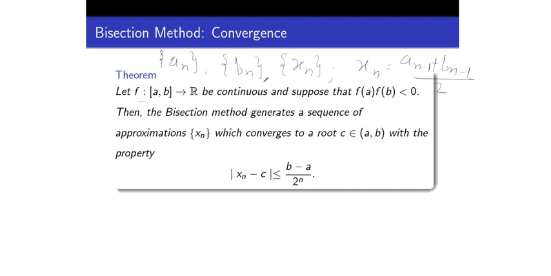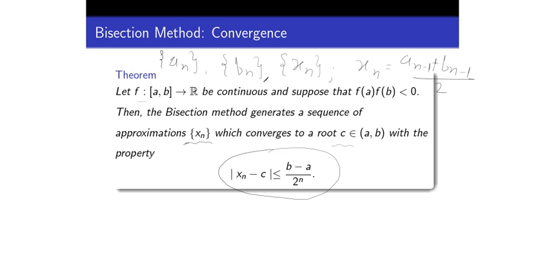So this is how they are related, and we have seen that the limit of a_n and the limit of b_n are equal, and the limit of x_n is also equal to the limit of a_n and b_n. The limit is nothing but the exact root of the equation f(x) = 0, that is, f(c) = 0. So the bisection method generates a sequence of approximations x_n which converges to a root c with the following property: mod of x_n minus c is less than or equal to (b minus a) by 2 to the power n.